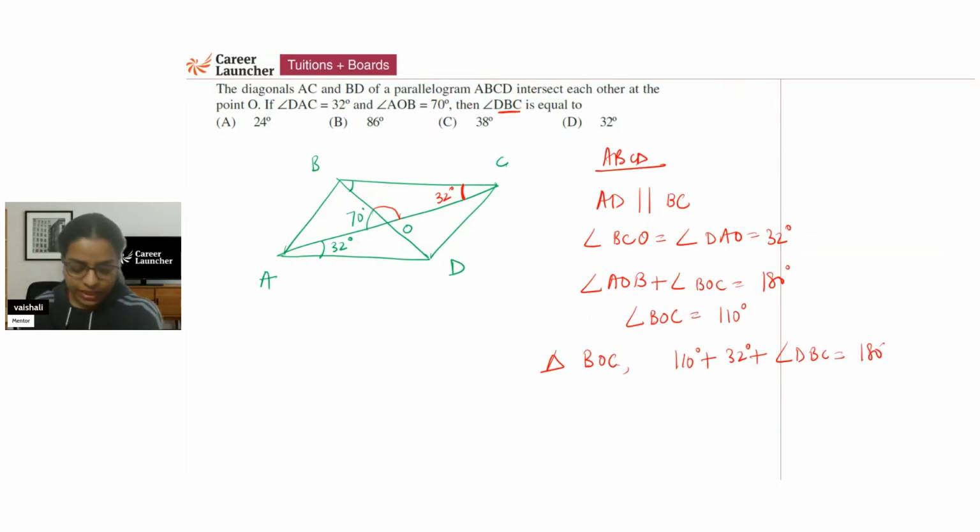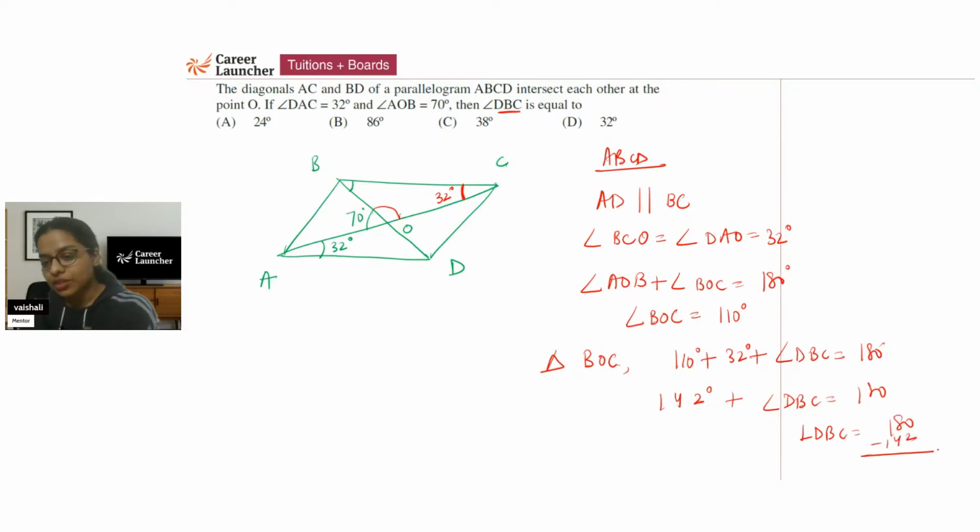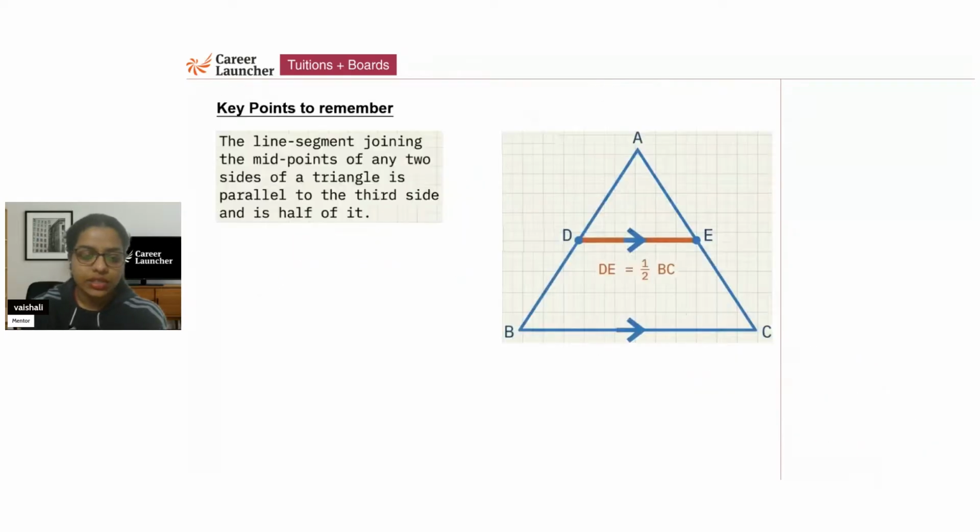So calculate quickly and tell me how much is it. Plus of DBC. This is equal to 180 में से मैंने 142 subtract कर दिया. So this is going to be 38, which is option C, right? So this completes the question. Let us look into the next one.